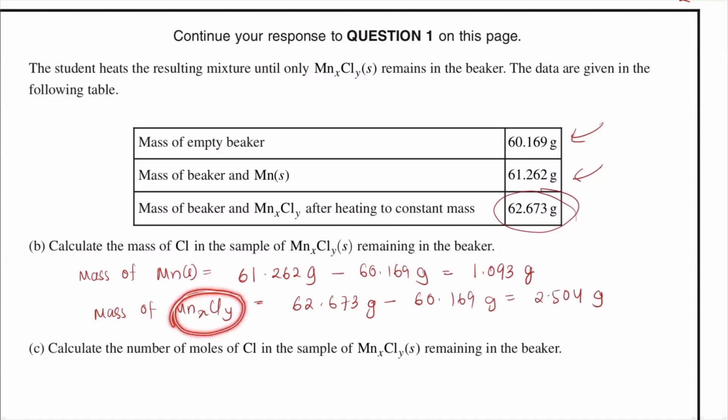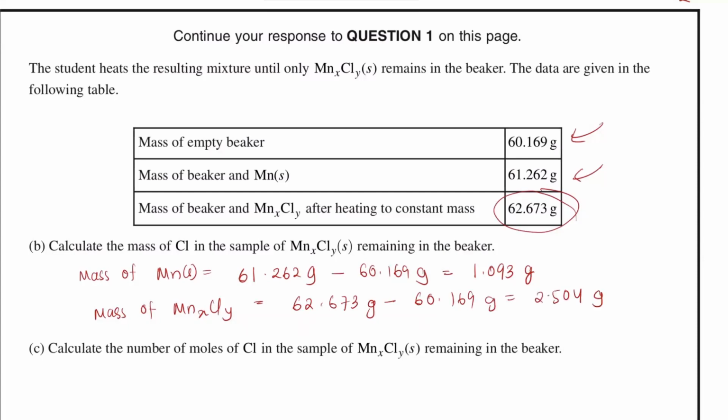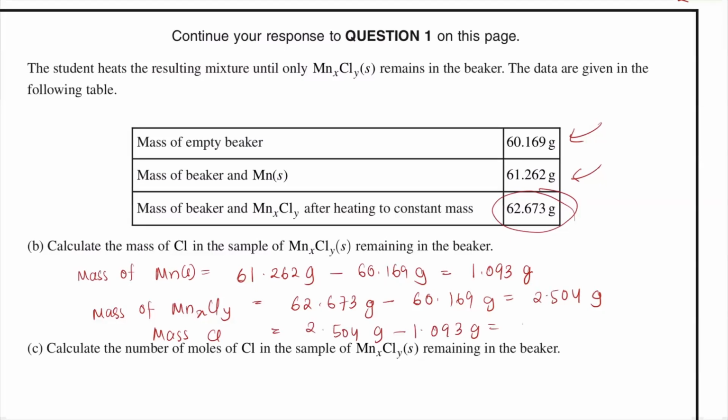So look at this. We have manganese chloride, this much, and we have manganese, this much, right? With the law of mass conservation, we know that the mass of chlorine is just going to be the mass of the manganese chloride minus the mass of manganese. So it's going to be 2.504 gram minus 1.093 gram, and that's going to give us 1.411 gram.